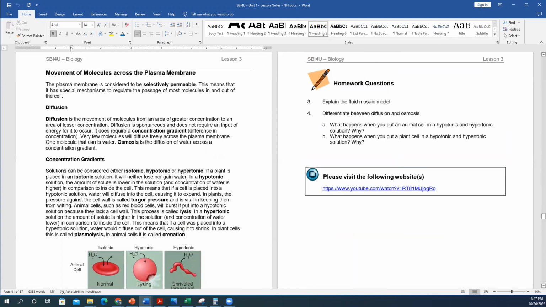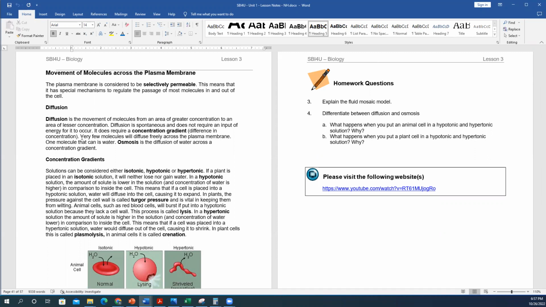We talked about movement through diffusion of molecules from an area where they have a higher concentration to an area of lesser concentration.